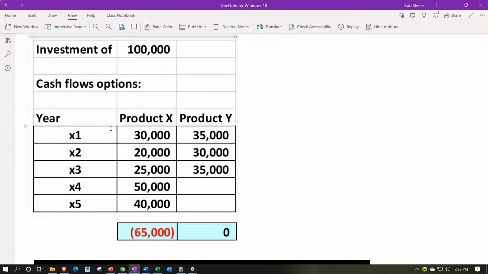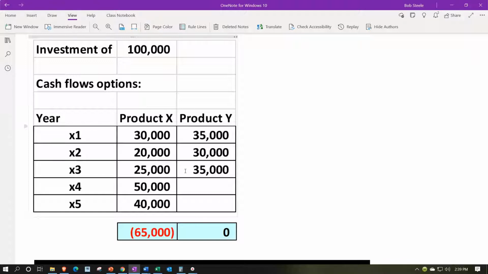We could think of these as two different projects, two different investments in equipment, a similar kind of scenario. The first one, X, has payments that we're going to be receiving of 30, 20, 25, 50, and 40 from years 1 through 5, respectively. Product Y, the second option, is going to give a return on the 100,000, if we choose this one, of 35,000, 30,000, and 35,000.